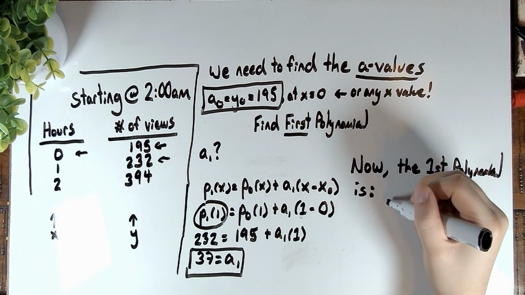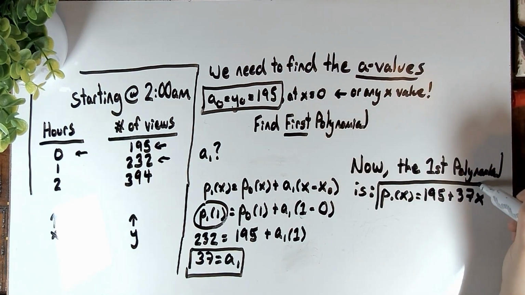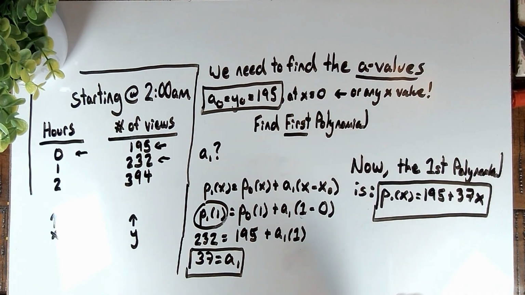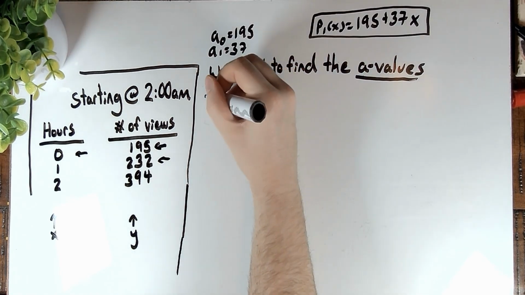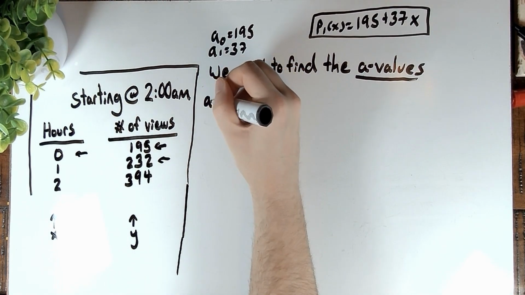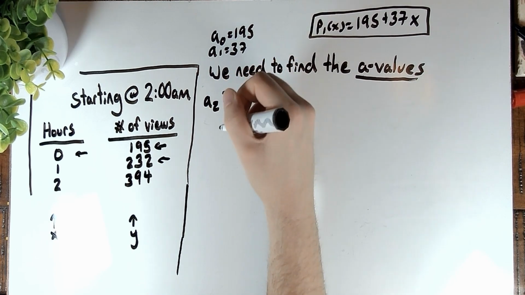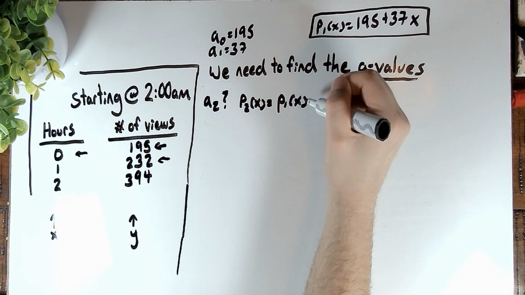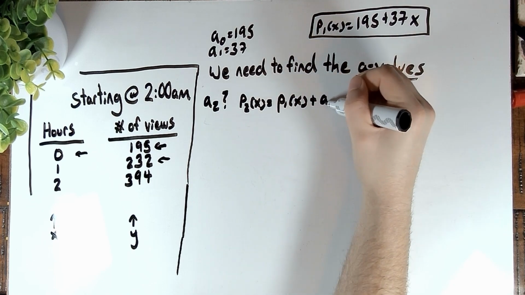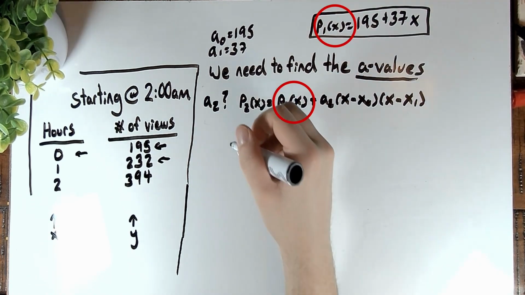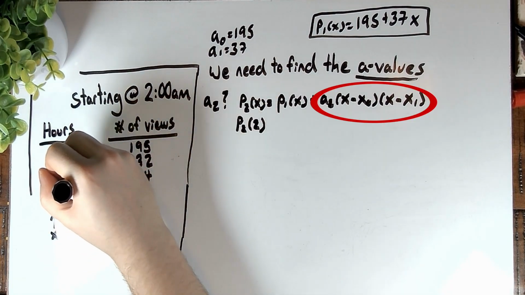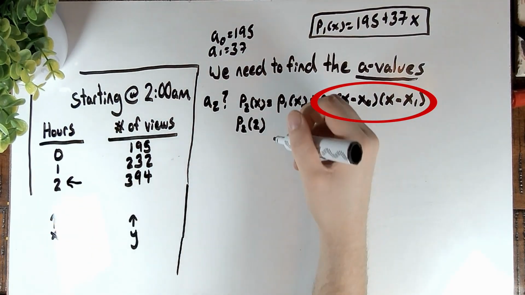Now the first polynomial is this thing, but it's just too basic, so using this as a foundation, let's make the model even better. Now the same process here, but this time we're going to be finding A sub 2, using the second hour data. Writing Newton's equation for the second polynomial gives us this thing. Notice how this equation includes the previous model. With the added values at the end, our model will get even more accurate.